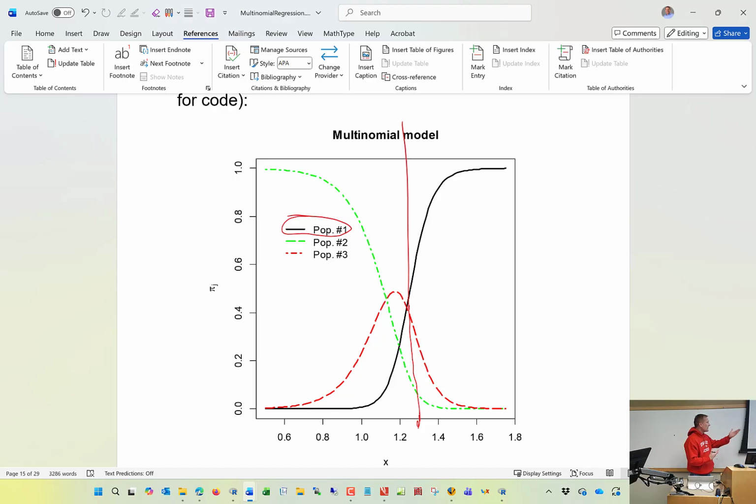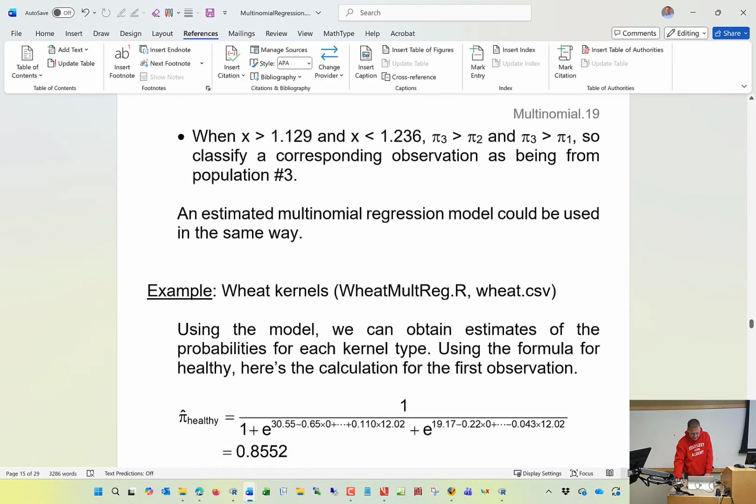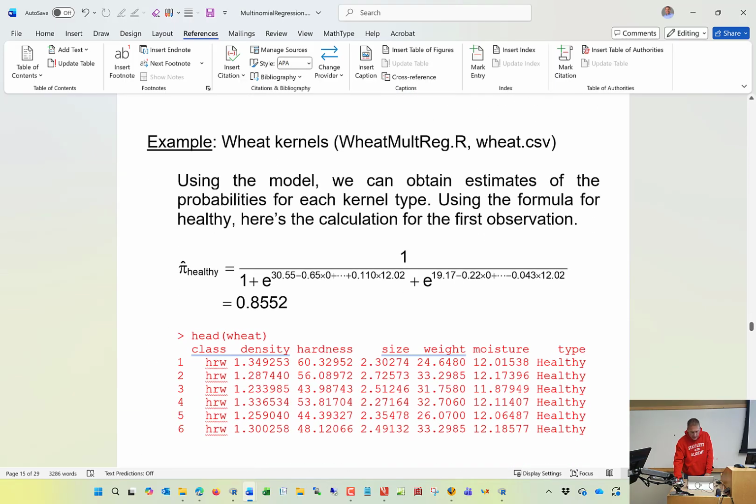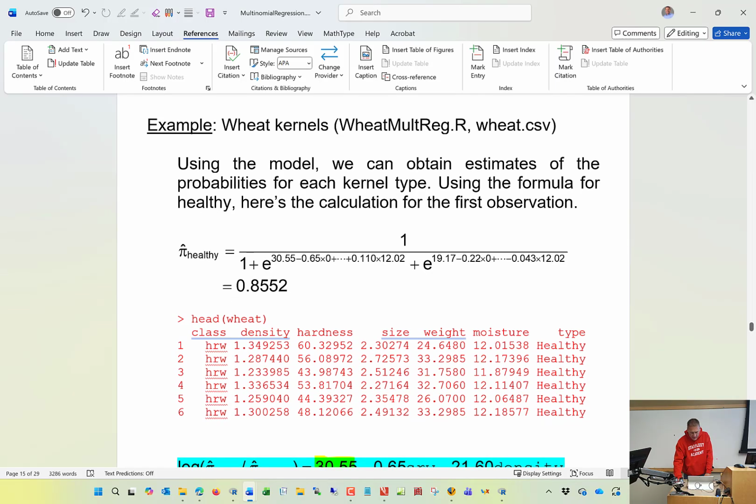And you can see something similar for population number 2, where all the lower values are population number 2. And then the middle values, the highest probability is always population number 3. And so this plot helps you visualize how you would make these predictions. So let's take a look at how to do this in R then.